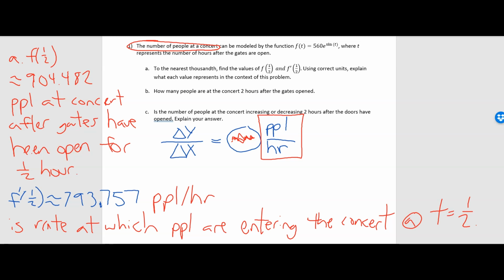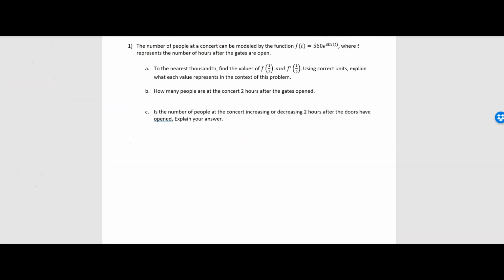Okay, so again, we come up with a number, but then we explain what that number represents, because these numbers did not have the same units, right? So we need to figure out what the units on the original function are and what the units on the derivative are to give a full explanation. Okay, I'm going to erase that just to give us some more space. We are going to move on to part B.